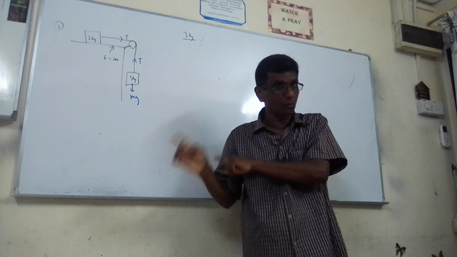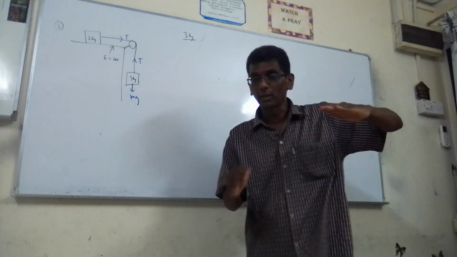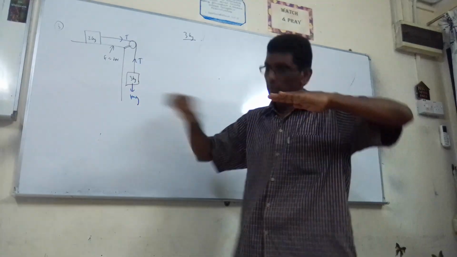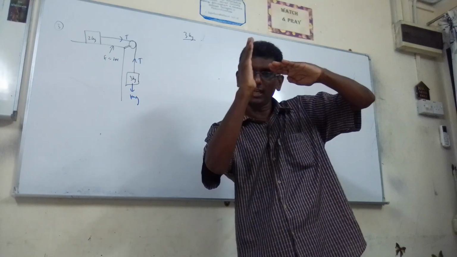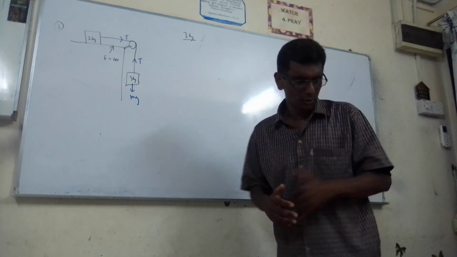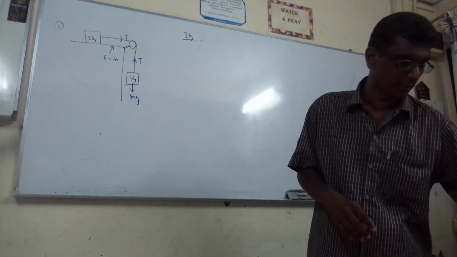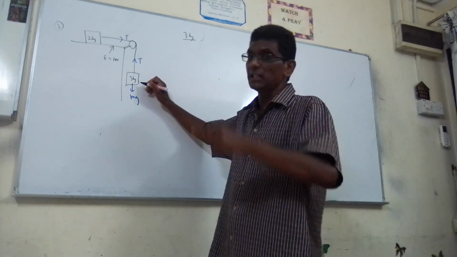But in this question, the 2 kg moves horizontally because it is pulled by the tension T. So the 3 kg is moving down and the 2 kg moves horizontally. So we consider the forces acting on the 3 kg.